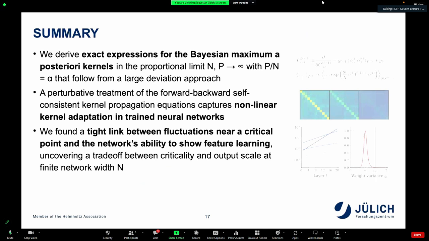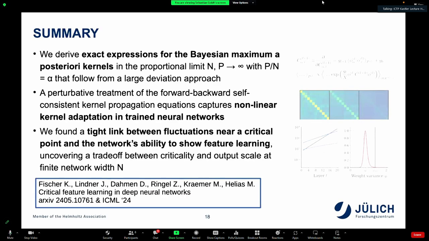All right, and with this, I already come to my conclusion. I've shown you that we derive expressions for the Bayesian maximum a posteriori kernels, and that these capture nonlinear kernel adaptation in trained neural networks, and that there's a trade-off between being close to criticality and the output scale of the network. The thing I didn't talk about here because of time constraints is that you can also have a different picture of this in terms of a field theoretic framework, where this auxiliary variable I showed you before, for very large networks, for N going to infinity, concentrates and gives the NNGP kernel, but for finite networks, it fluctuates around this, and the corrections that we get here can be seen as fluctuation corrections in this framework. But if you're interested in more details on this, we have a preprint out.